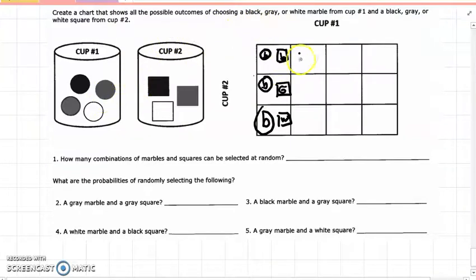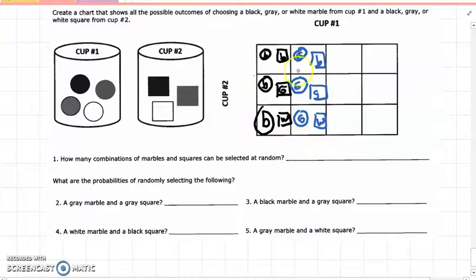Now, I can also choose a gray circle here. I can choose a gray circle. And I can choose a black square. I can choose the same gray circle as the first one. And I can choose a gray square. And then I can choose a white circle. I'm sorry, the same gray circle in the first one. And I can choose the white square.